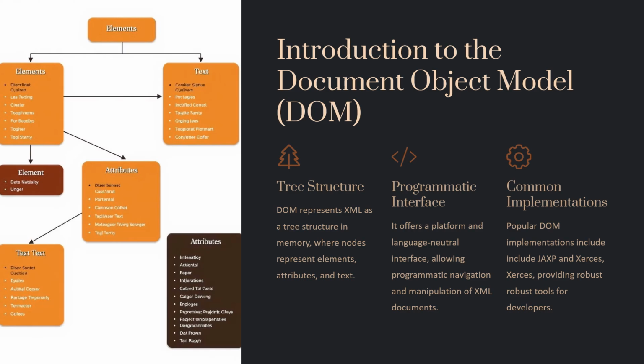Now that we understand what XML is, let's look at how we actually interact with it. That's where the Document Object Model, or DOM, comes in. The DOM represents XML as a tree structure in memory. Each tag in the XML becomes a node, and nodes can represent elements, attributes, and text. This makes it easy to navigate and manipulate XML data using code.